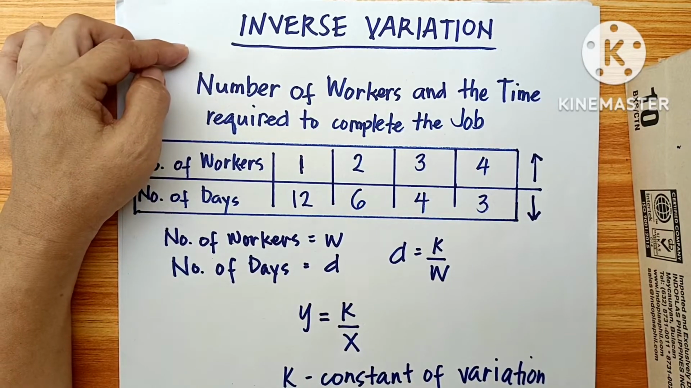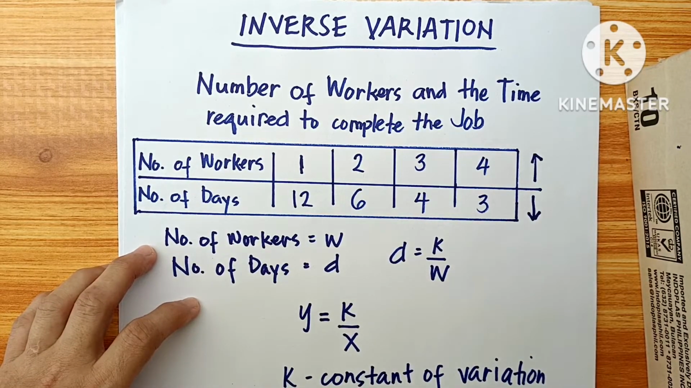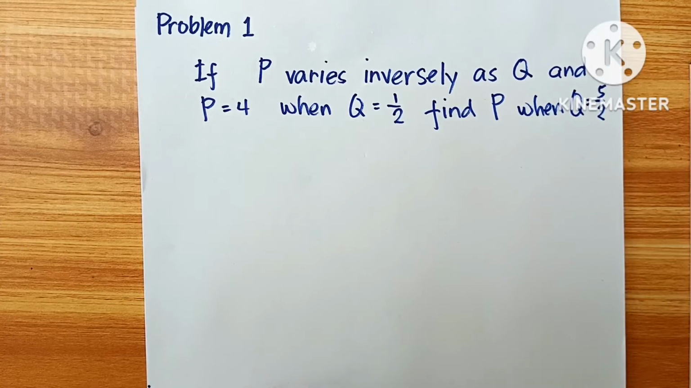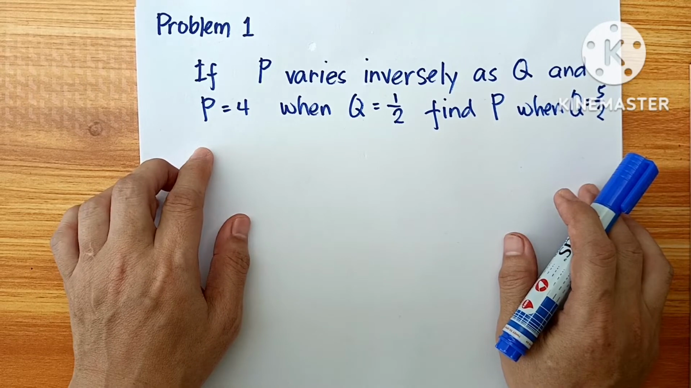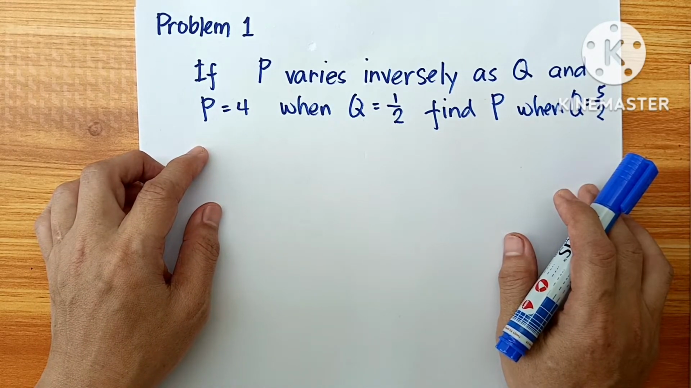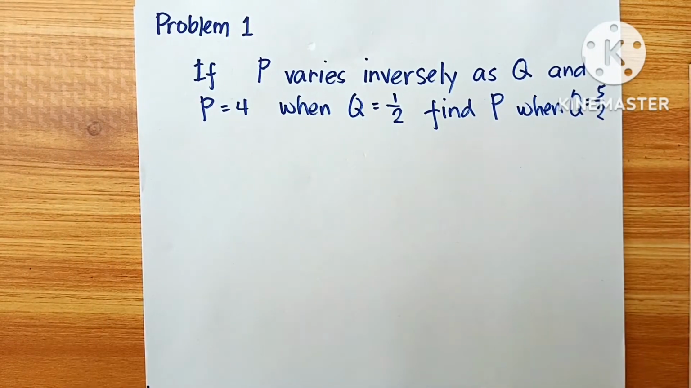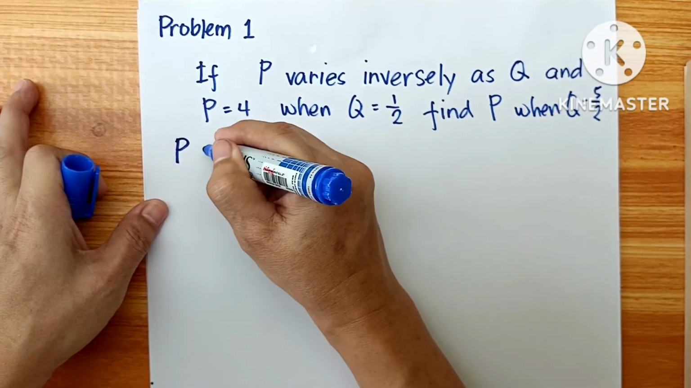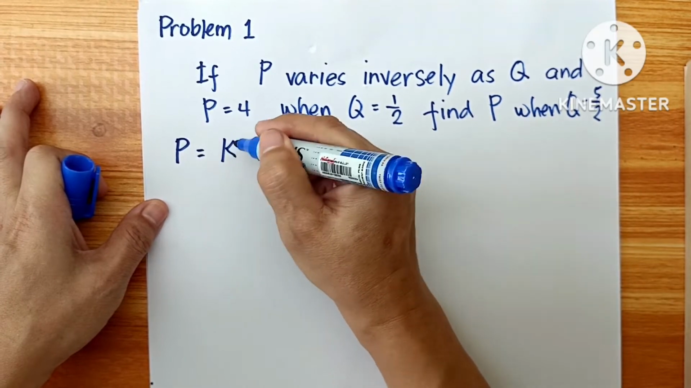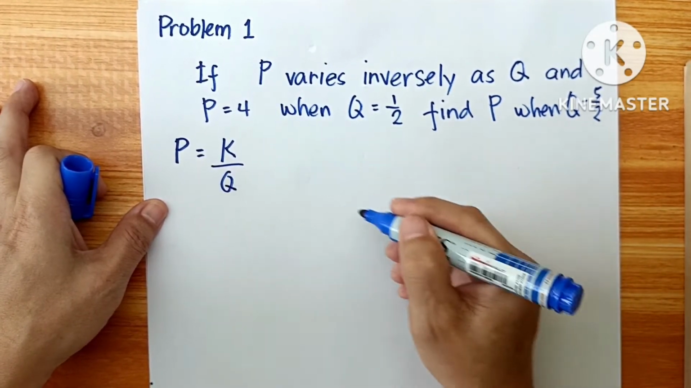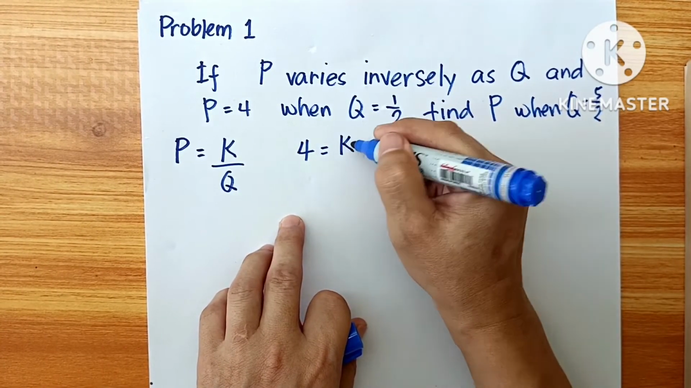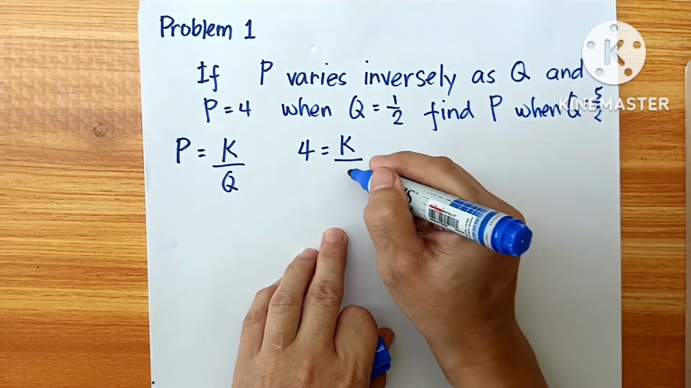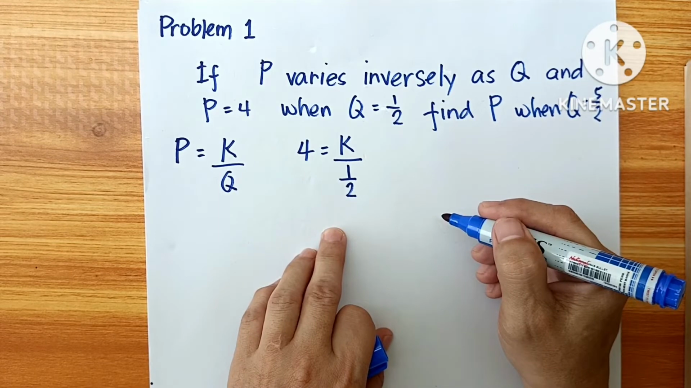So at this point, I think we are ready to solve problems involving inverse variation. Problem 1: if P varies inversely as Q and P equals 4 when Q is 1/2, find P when Q is 5/2. P varies inversely as Q can be written as P equals K over Q. Given that P is 4, we just substitute. You must first solve for K to determine the equation. So 4 is equal to K over 1/2.